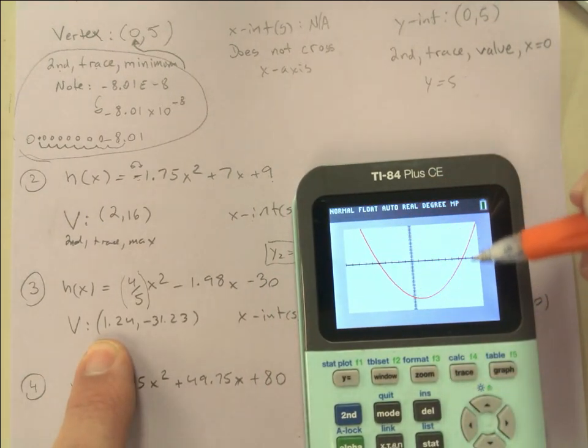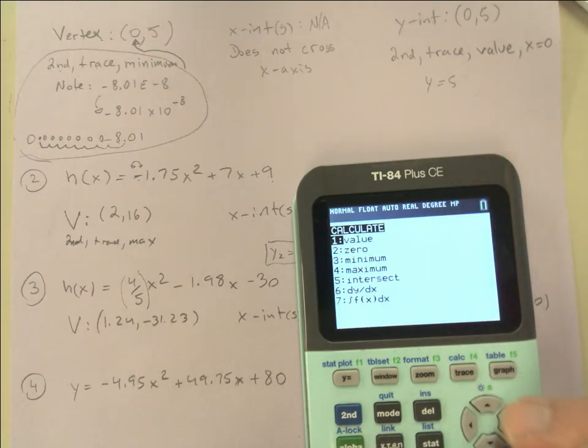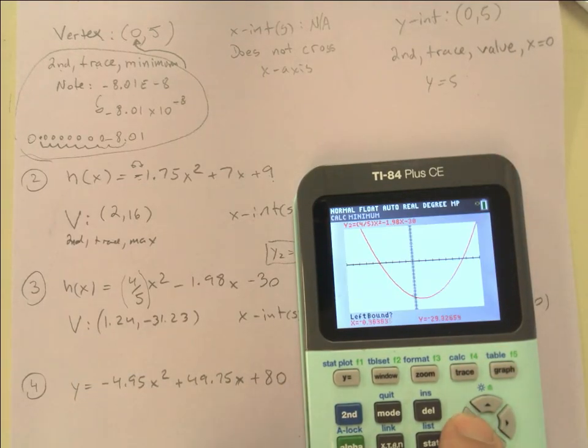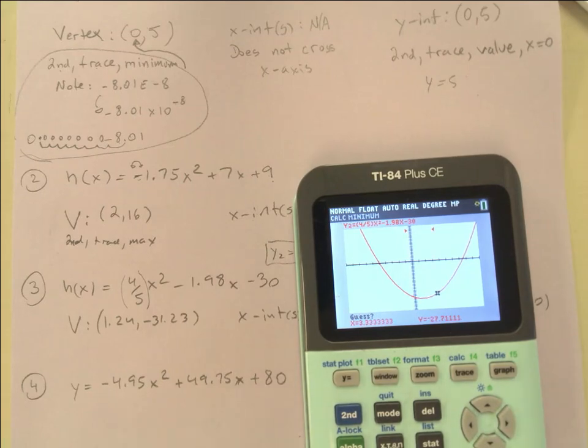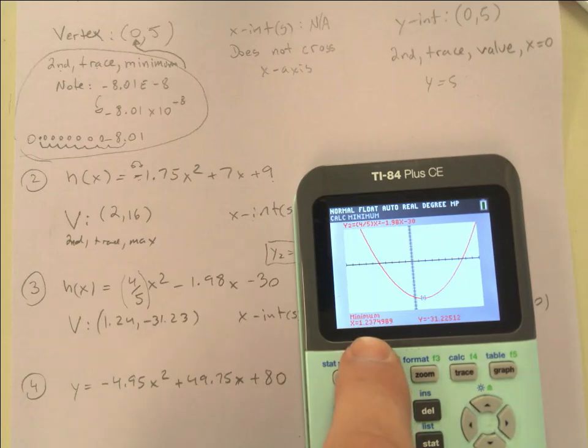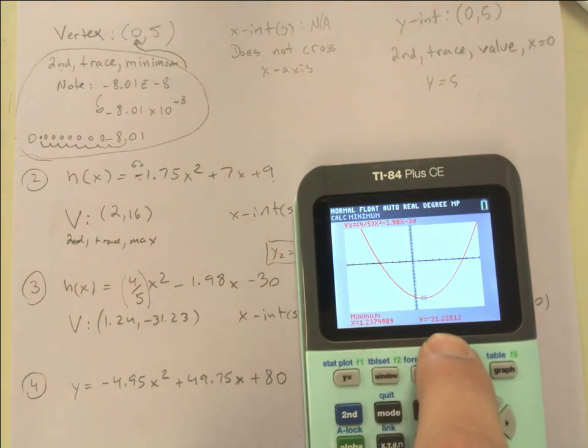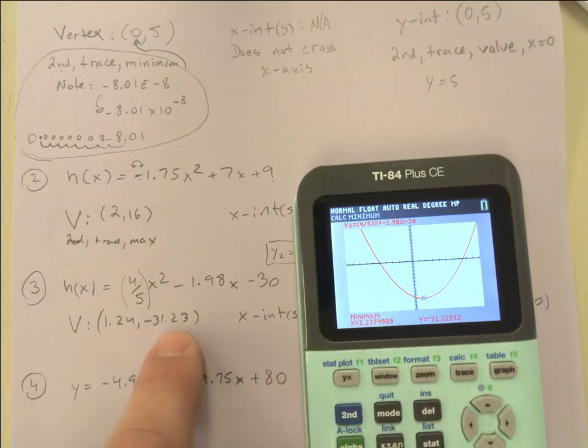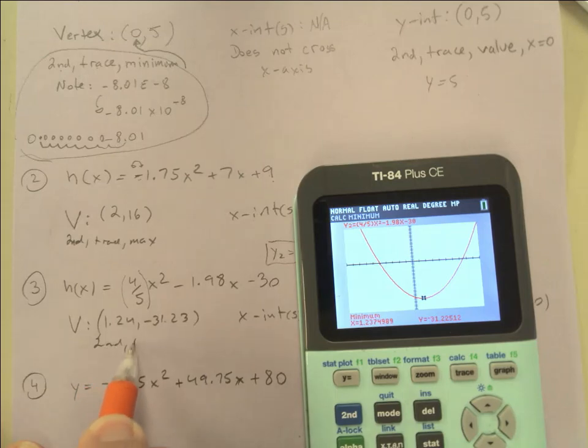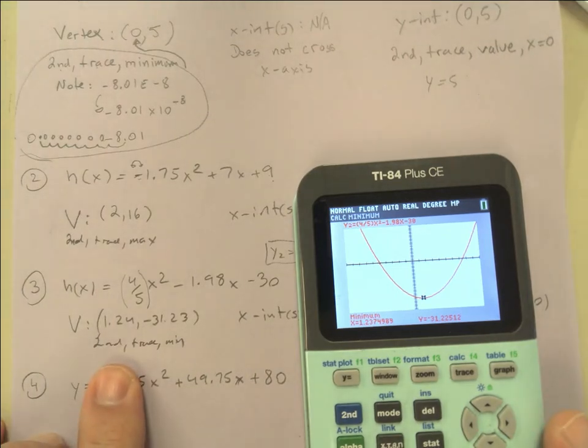The important thing is to know that this is a second trace minimum. Okay, so I'm going to go to the left. I'm going to go to the right. 1.24, negative 31.23. If you round it to 2 decimals, I would put second trace min. Okay, for that one.